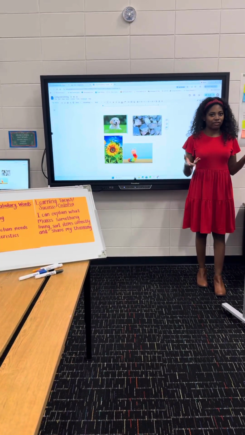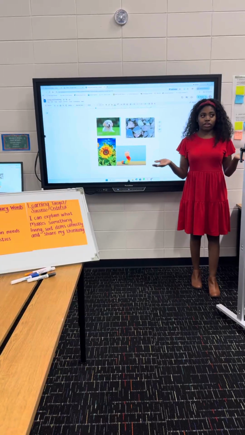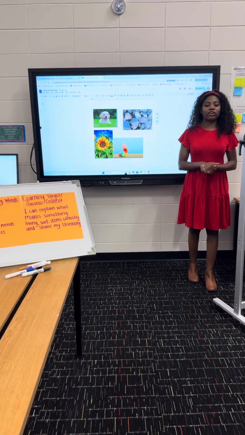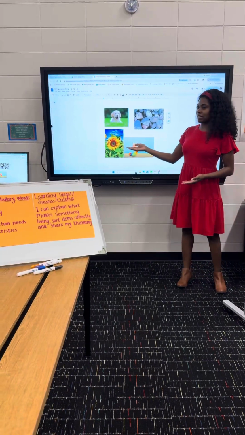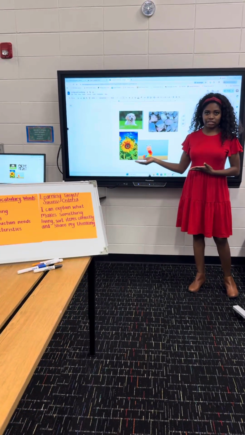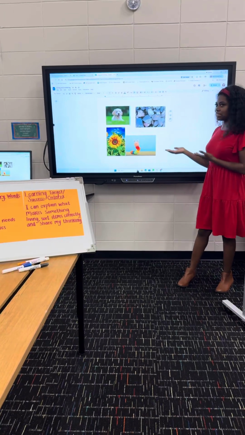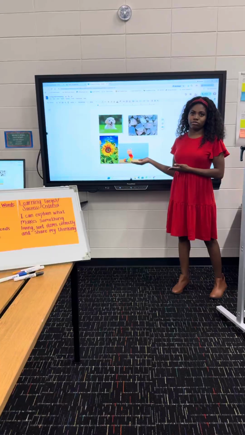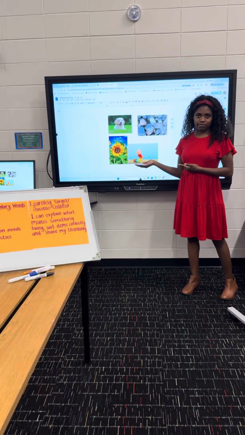Non-living things do not grow, they don't move on their own, they don't reproduce, and they don't need food or water. For example, a flower is living because it needs water and sunlight to grow. But a toy is not living because it doesn't need water or food, it cannot reproduce, and it cannot grow.